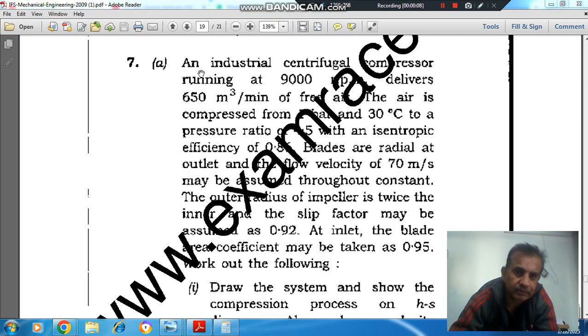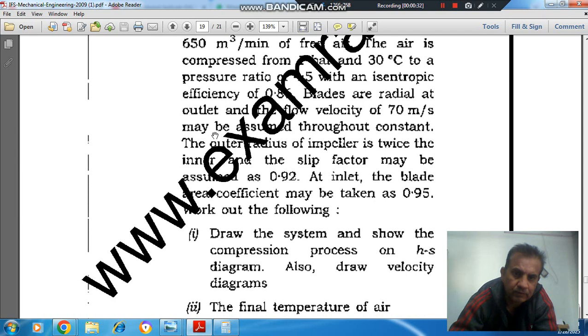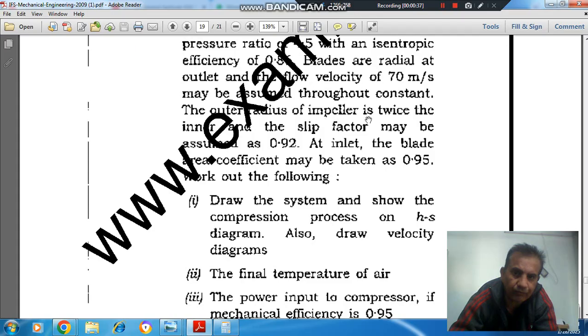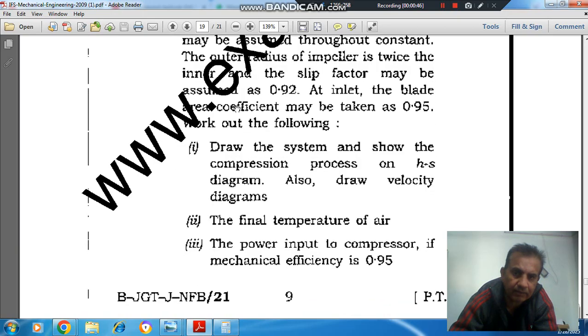Question number 7A: an industrial centrifugal compressor running at 9000 RPM delivers 650 meter cube per minute of free air. The air is compressed from 1 bar and 30 degrees Celsius to a pressure ratio of 4.5 with an isentropic efficiency of 0.86. The blades are radial at outlet and the flow velocity of 70 meter per second may be assumed constant throughout. The outer radius of the impeller is twice the inner, and the slip factor may be assumed as 0.92. At inlet, the blade area coefficient may be taken as 0.95.